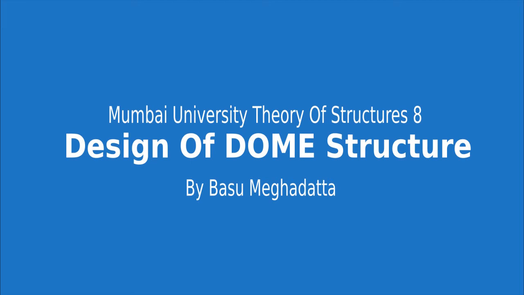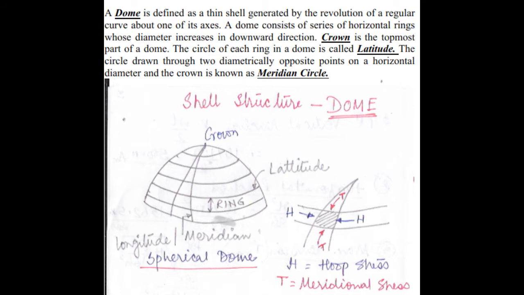So basically what is a dome? A dome is a thin shell which is generated by the revolution of a regular curve about one of its axis. Now a dome consists of a series of horizontal rings whose diameter increases in the downward direction, as you can see in the diagram. The crown is the topmost part of a dome, and each circle or ring in the dome is called the latitude. This terminology you should be conversant with: what is a crown, what is a latitude.